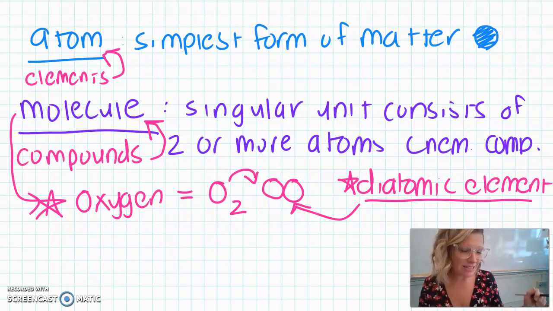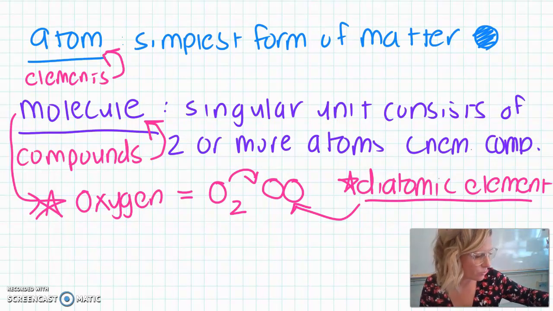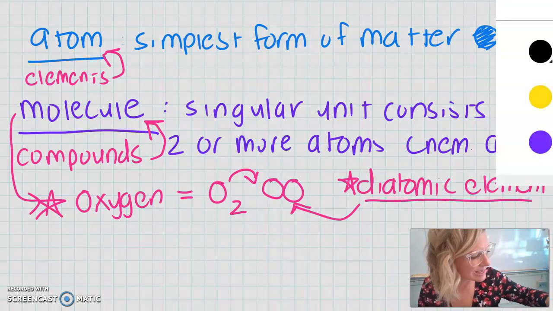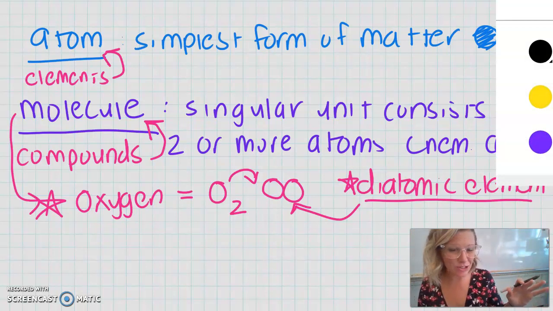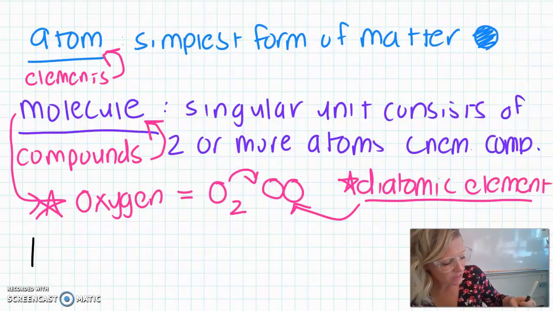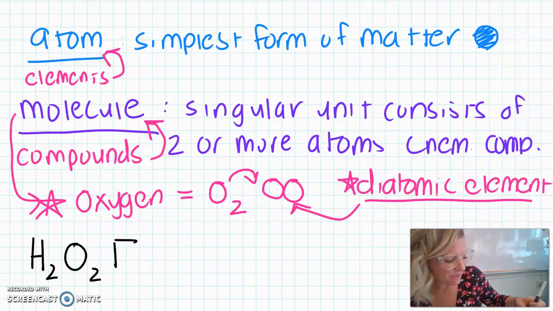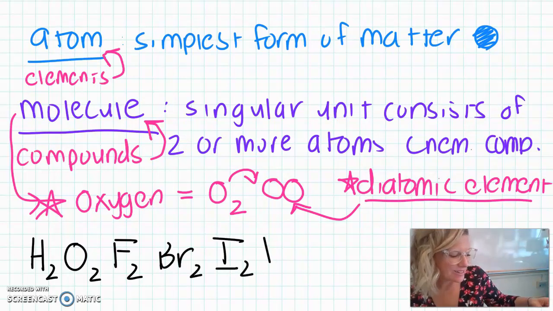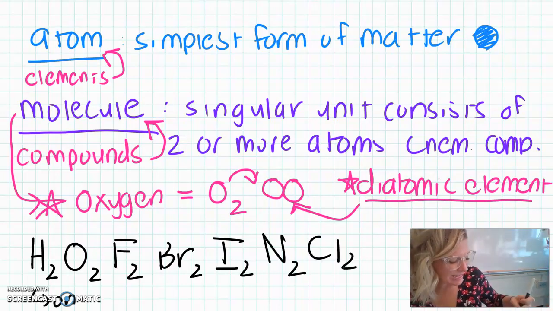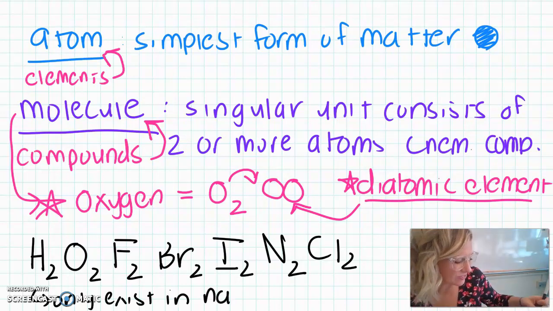There are 7 diatomic elements that exist in nature, and we do need to know those. We'll continue talking about that this year. Hydrogen is diatomic, oxygen is diatomic, fluorine is diatomic, bromine is diatomic, iodine, nitrogen, and chlorine. These only exist in nature in pairs.